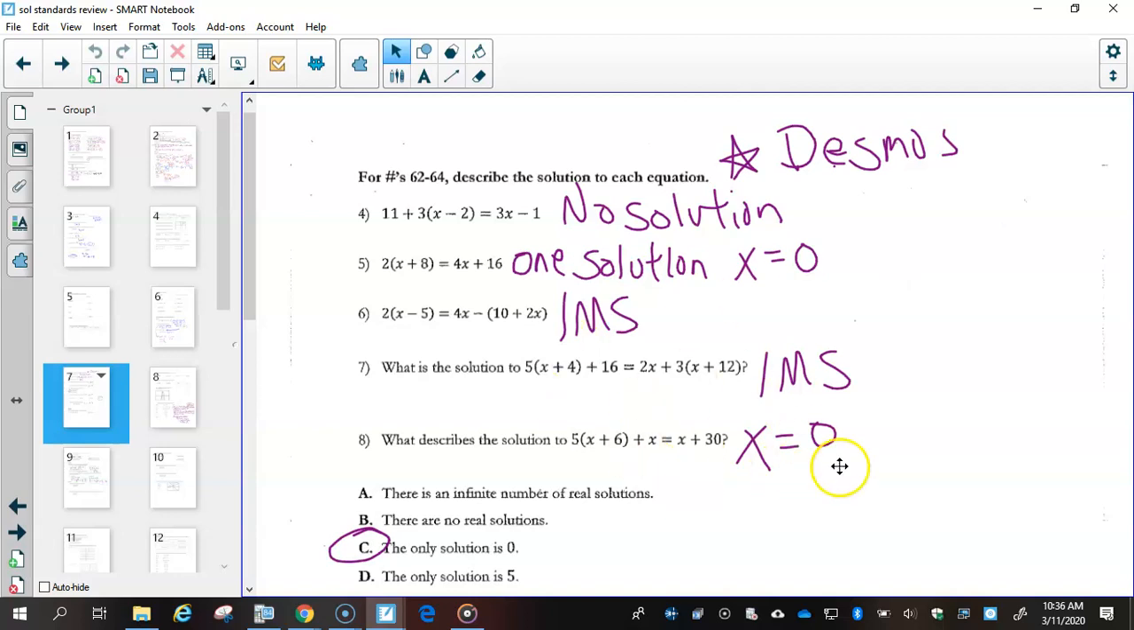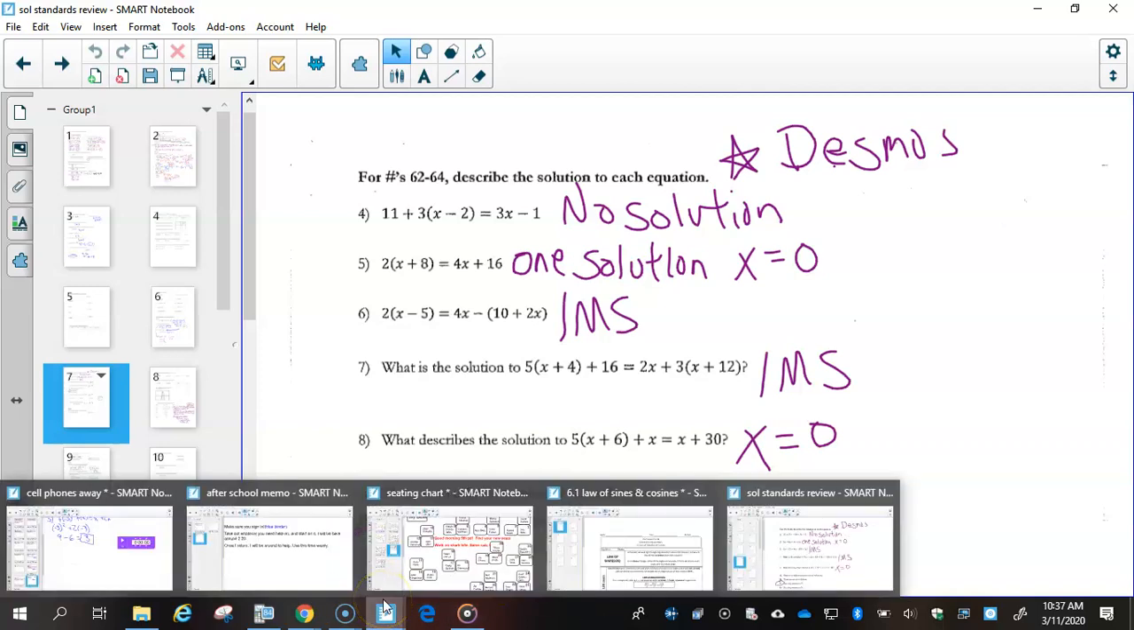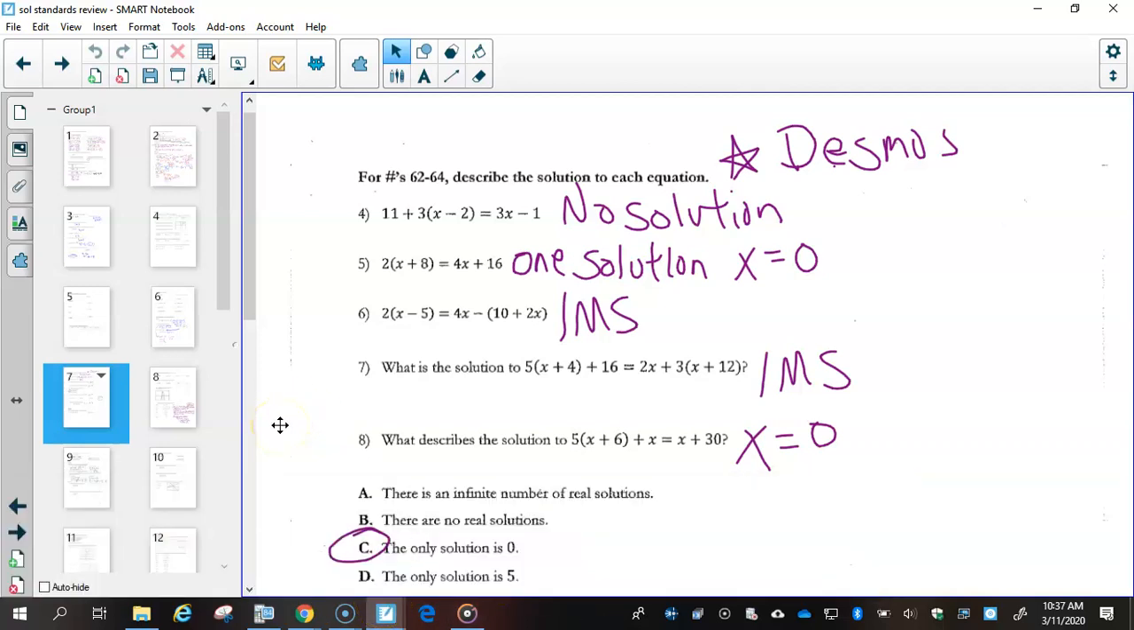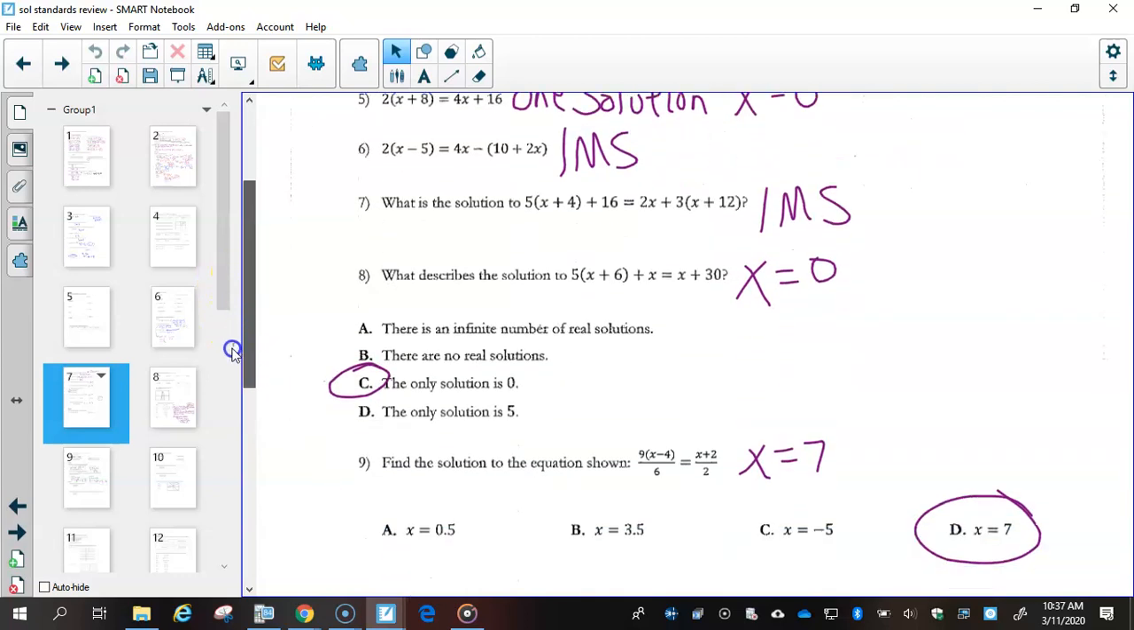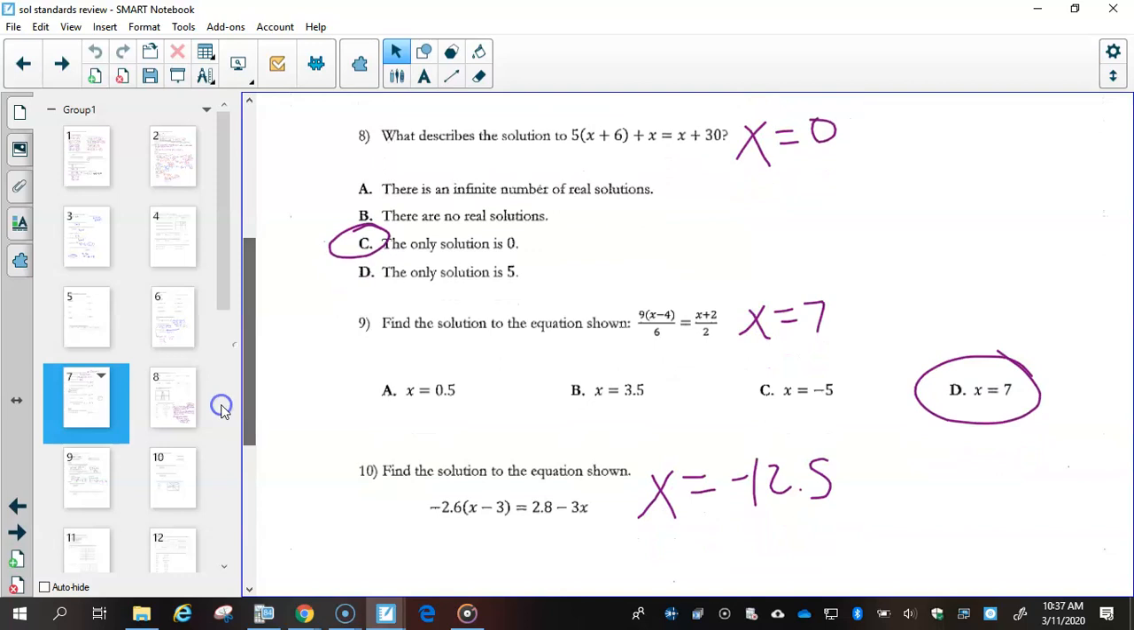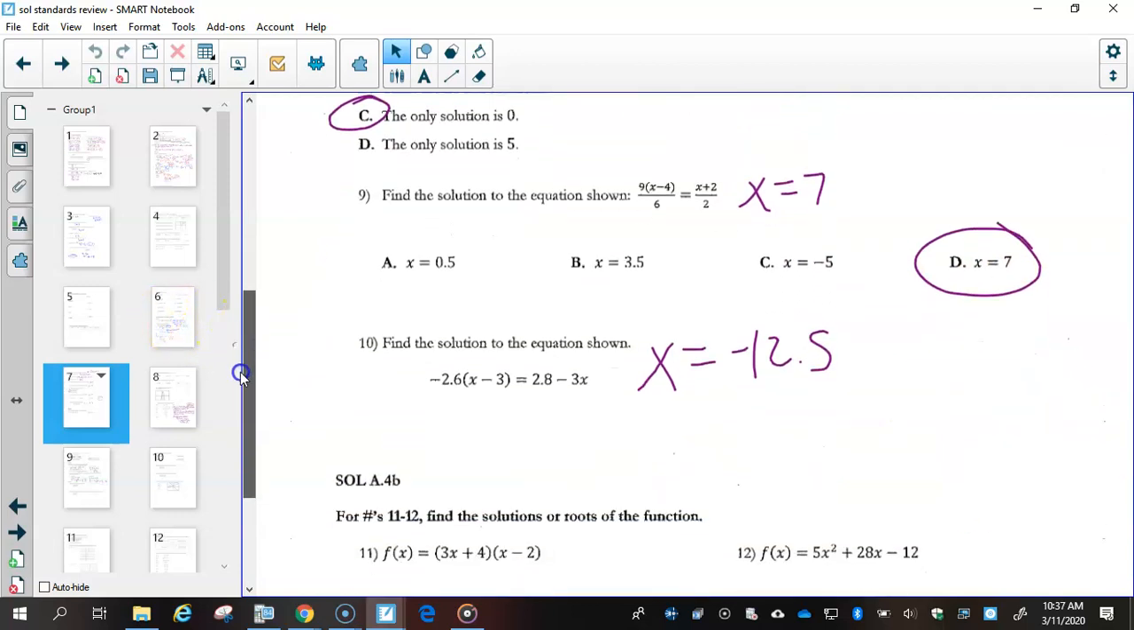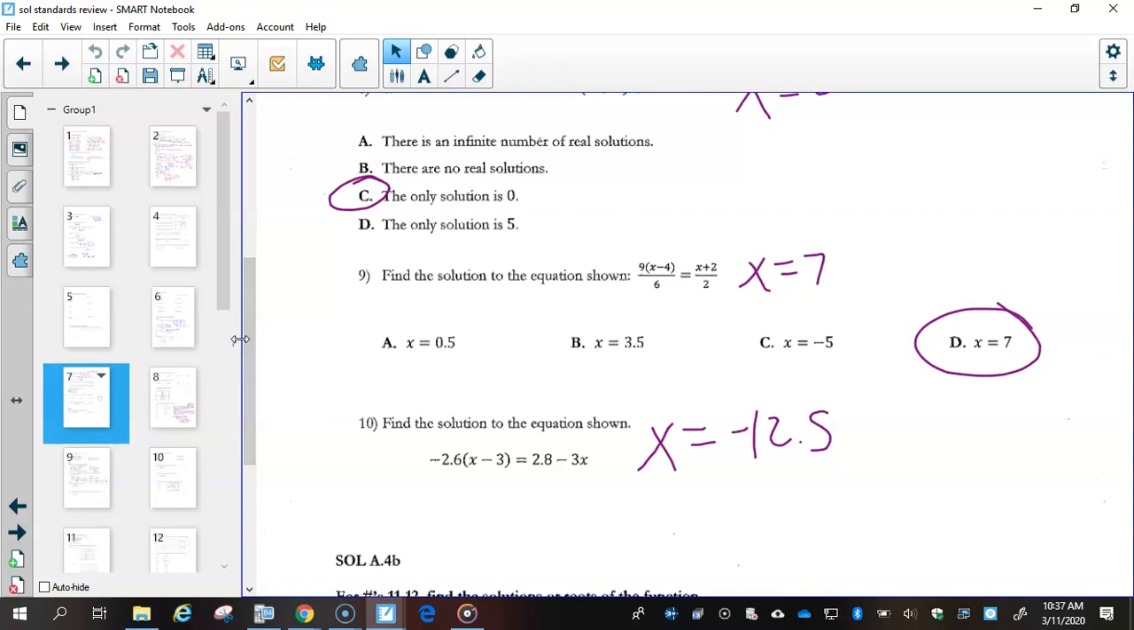Number 8 was x equals 0. I'm sorry, it said what describes, so it should have been one solution, x equals 0. Oh, it was multiple choice. So C, sorry. I still did all of these in Desmos, so 9, the answer was D. And 10, the answer was -12.5.